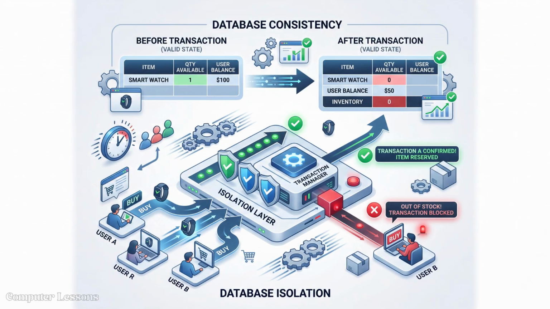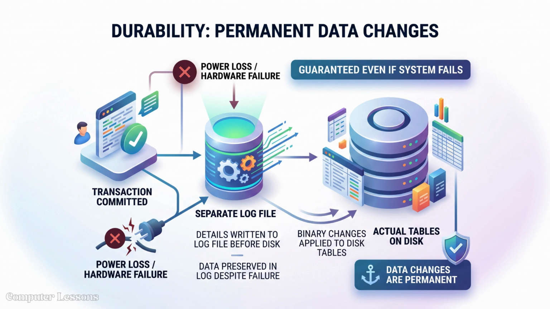Consistency ensures that any given transaction transitions the database between valid states, while isolation guarantees that concurrent transactions execute without interfering with one another. These rules prevent users from buying the same item at the same time during high-traffic sales on the web. Durability dictates that once a transaction is committed, data changes are permanent even if the system loses power or the hardware fails.